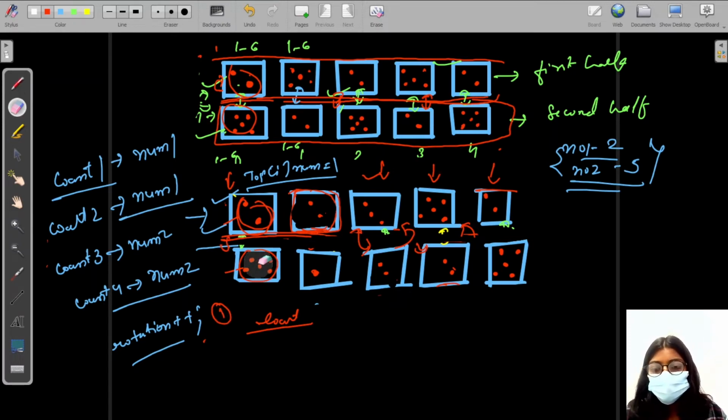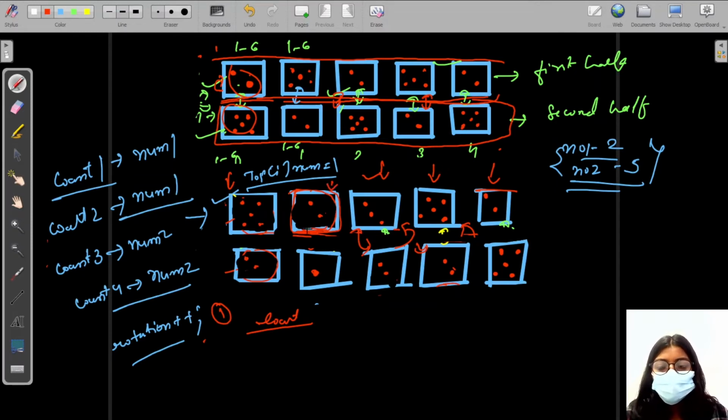So rotation is 1 now because I am going to swap these numbers. Right? And if I am going to swap this number, it means I am going to perform a rotation. If I perform a rotation, then rotation plus plus. Alright. So I am going to swap these two numbers. Now I will be containing 5 here and 2 here. Okay, 5 here and 2 here. Rotation is 1 now.